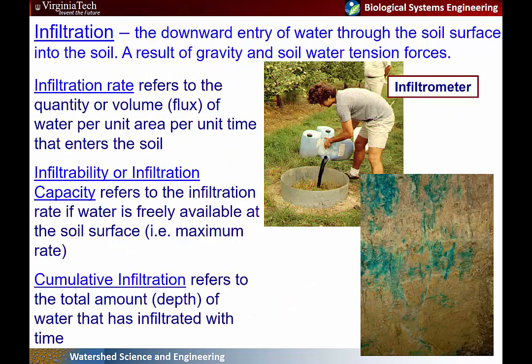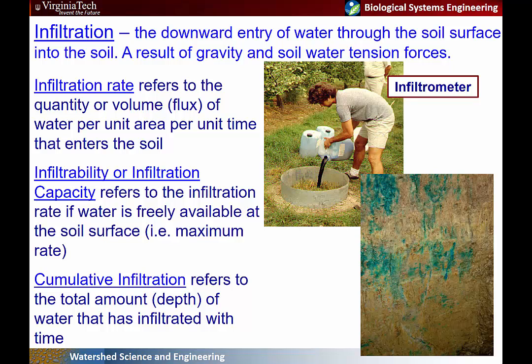So now we talked about runoff. Let's talk about sort of the analogous component, infiltration. And so infiltration is the downward entry of water through the soil surface into the soil, and it's a result of gravity and basically soil suction. The soil can suck water down into the soil profile.